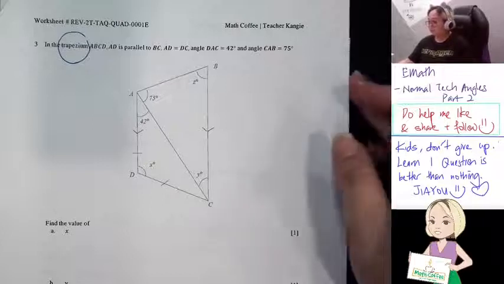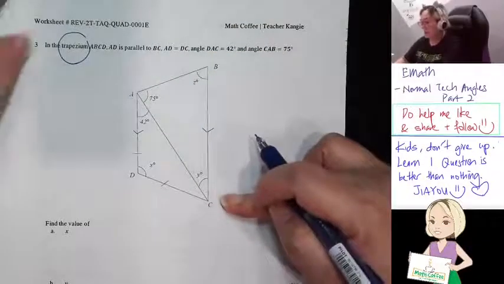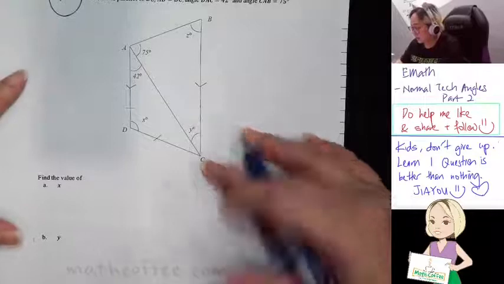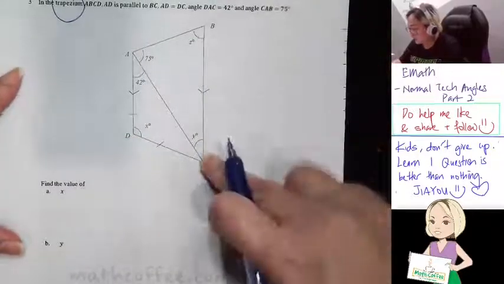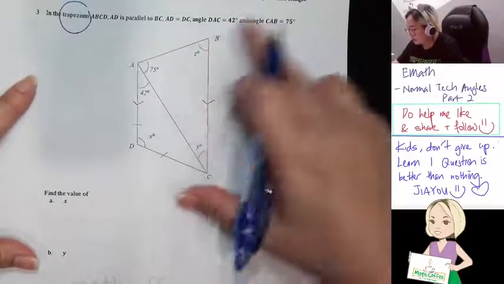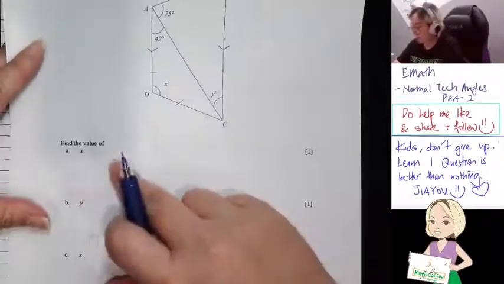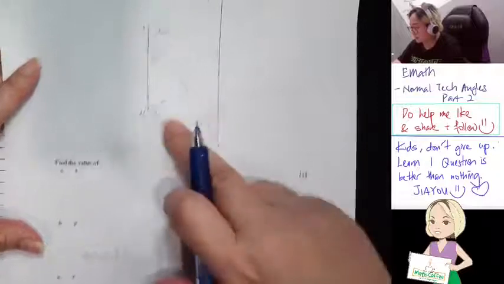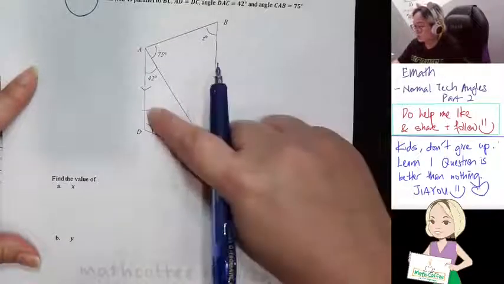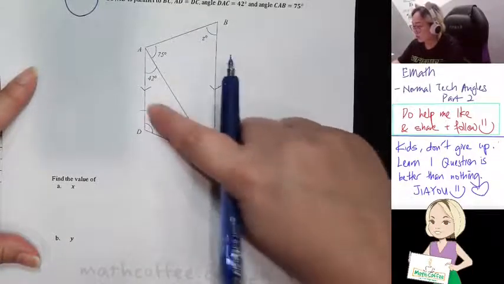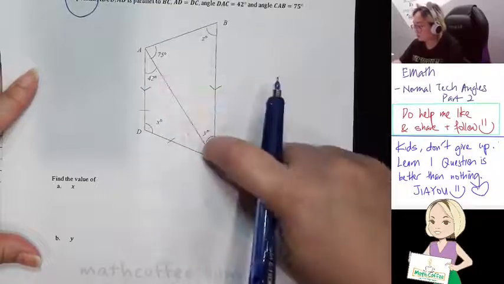Okay, so this is the pair of parallel lines. And they say AD is parallel to BC. Let's see, 42 degrees given, 75 degrees stated there already. So they asked me to find angle X. So angle X is here. See here, they marked my isosceles triangle. So we know that this one is 42, this one is also 42.